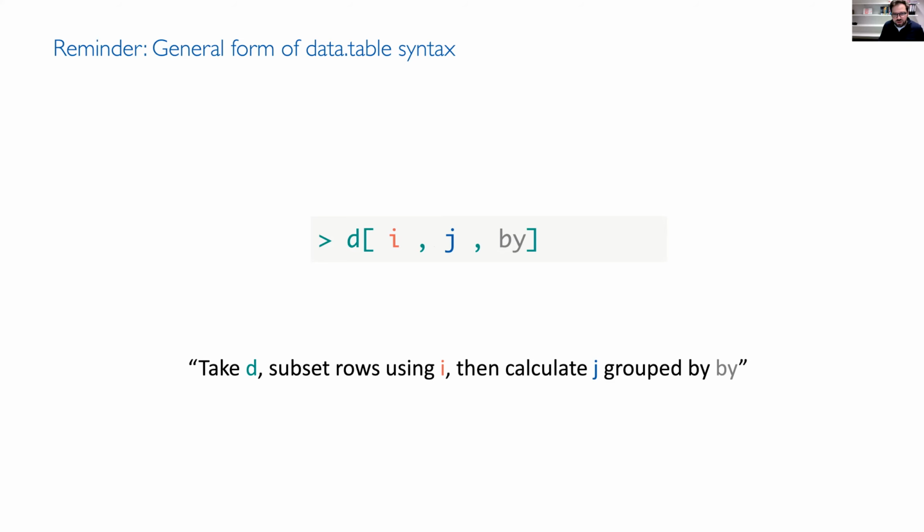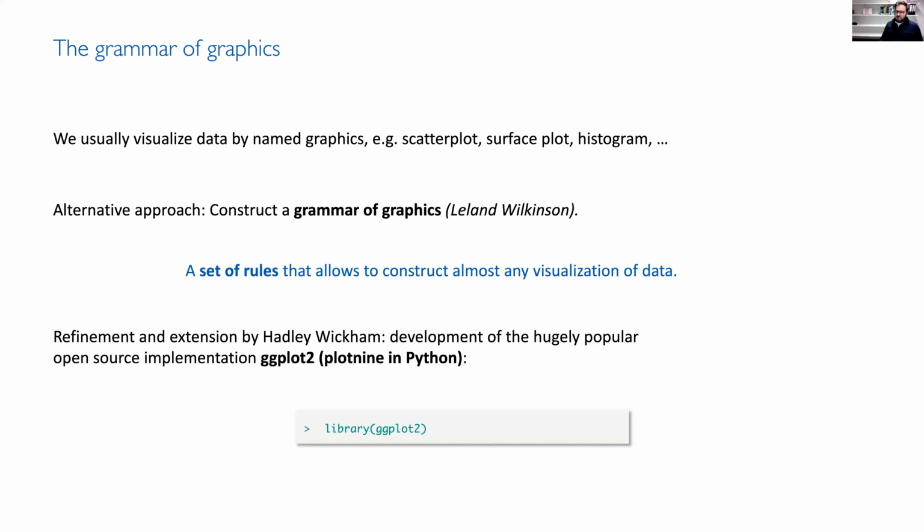And the way we typically do that is we have a plot in mind, and this plot has a name. There's a scatter plot, a surface plot, a histogram, and then you look for the function in MATLAB or so that gives you this specific kind of plot.